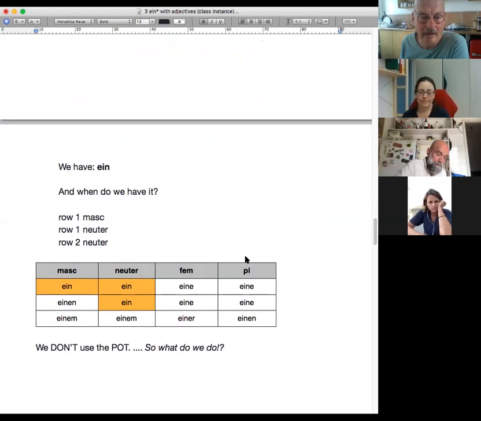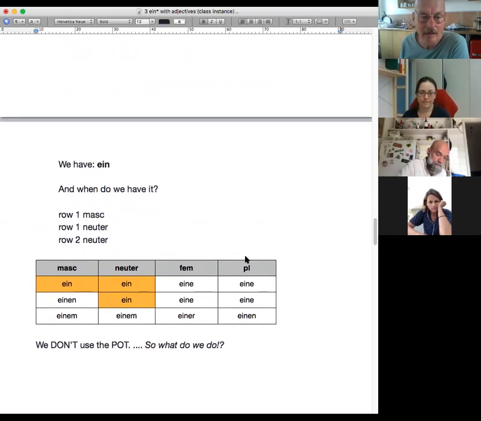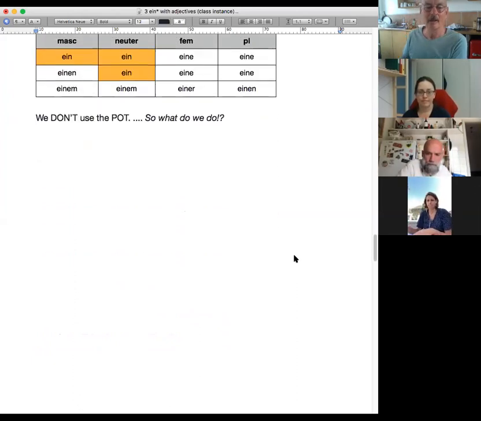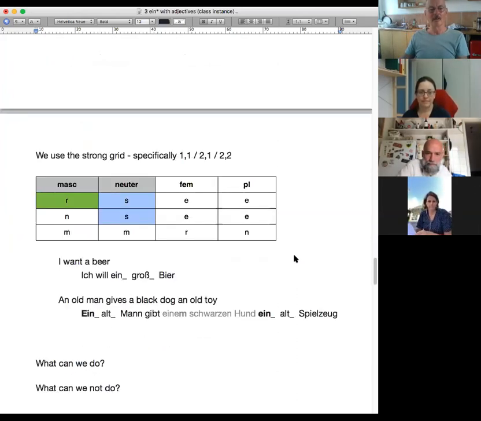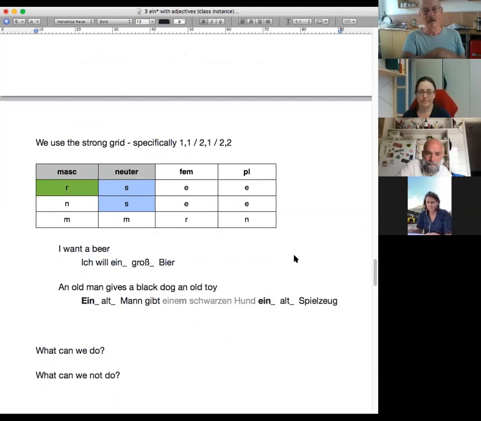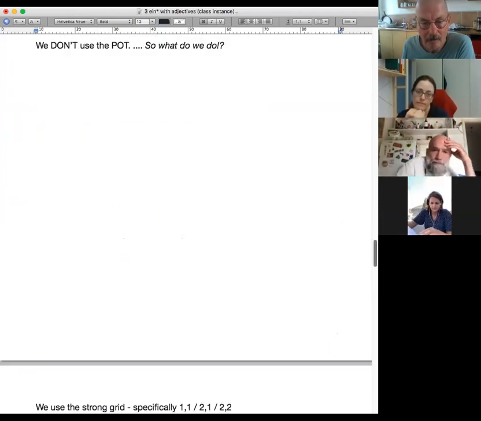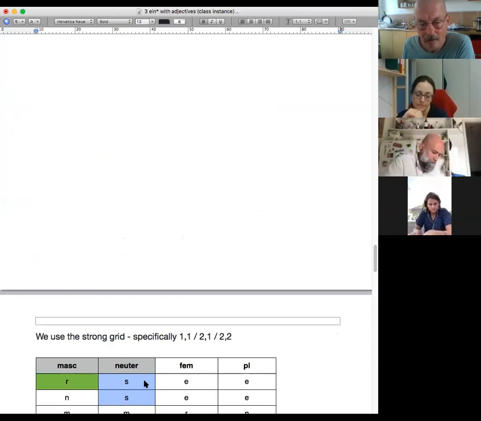We have ein. And when do we have it? We have it in 1-1, 2-1, and 2-2. We don't use the pot, so what do we do? We use the strong grid, specifically 1-1, 2-1, and 2-2, RSS. So look, you've got this. 1-1 is R. 2-1 is S.